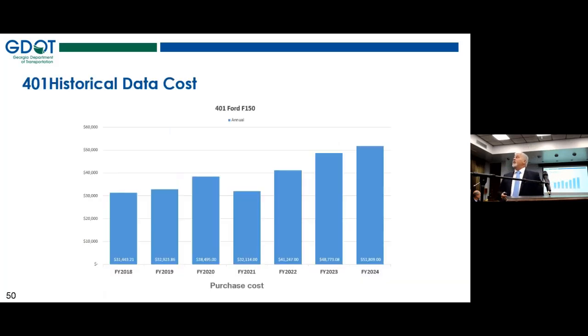Here's some of our data on the 401s. Talking about cost, in 2018 we were spending $31,000. In 2024, we're spending around $51,000. That's a pretty significant increase. Each year it's around 6 to 10% that we have to figure out how to come up with.